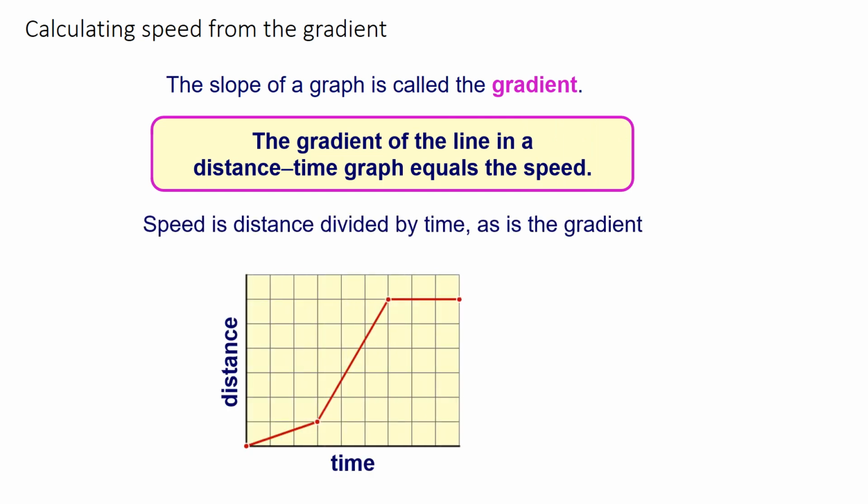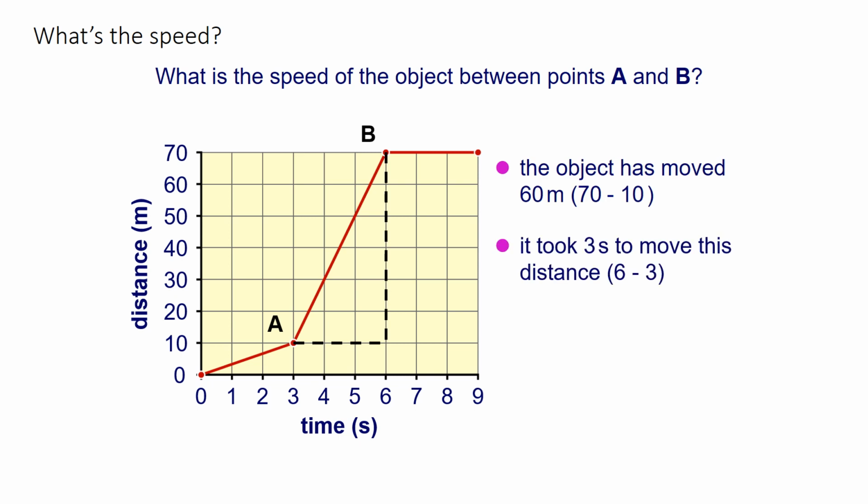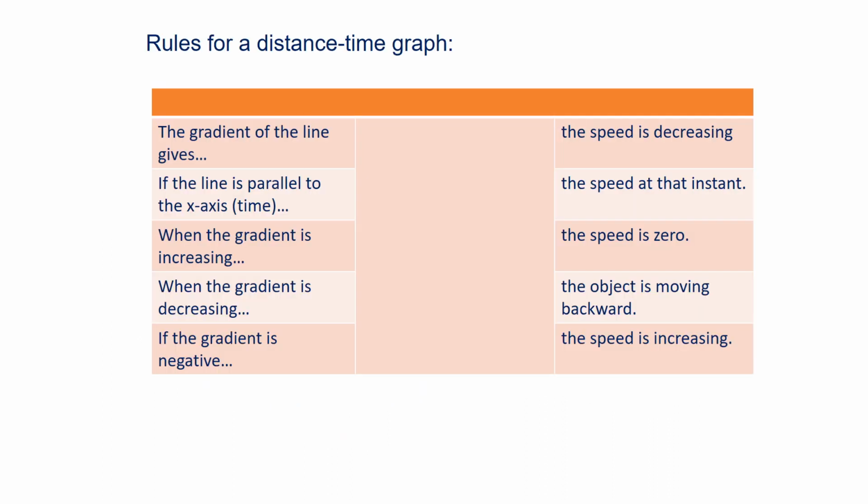I've talked about the gradient quite a bit, so apologies if this is just reinforcing what you already know. However, the gradient of the line in the distance time diagram equals the speed. So, what is the speed of an object between A and B? We draw a triangle, and we then work out the sides of that triangle. The object has moved 60 metres, because we do 70 take away 10, and it took 3 seconds. Therefore, we do 60 divided by 3, which gives me 20 metres per second.